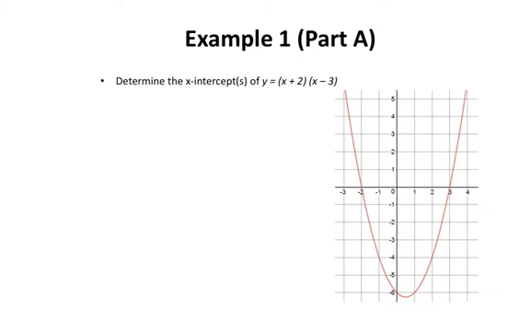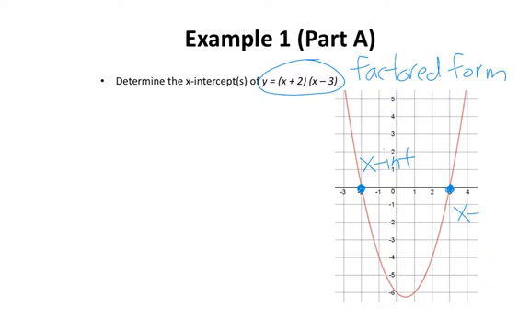In our first example, we want to determine the x-intercept of y equals (x + 2) multiplied by (x - 3). If you recall, this is a quadratic relation in factored form. If you had the graph of this quadratic relation, you could easily look at it and find the x-intercepts, that being -2 and +3. I'm just going to label these x-intercept, and that is also an x-intercept.